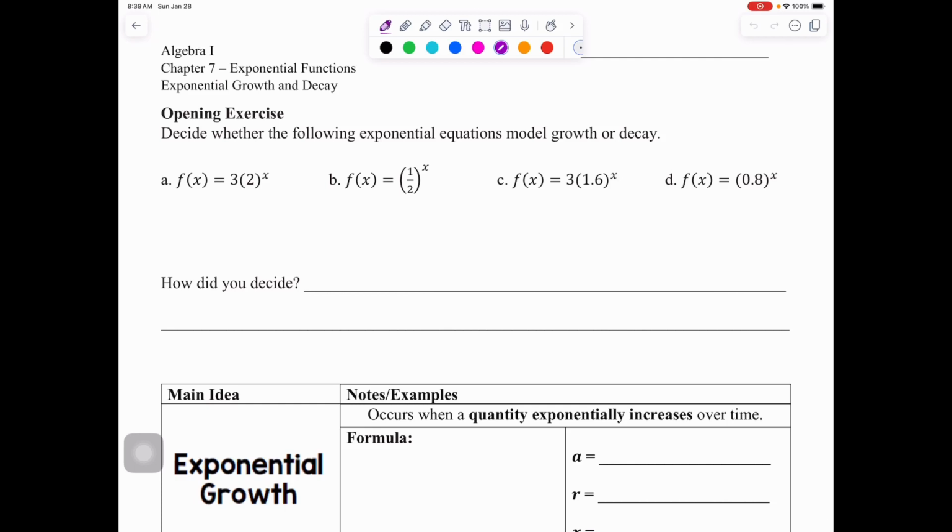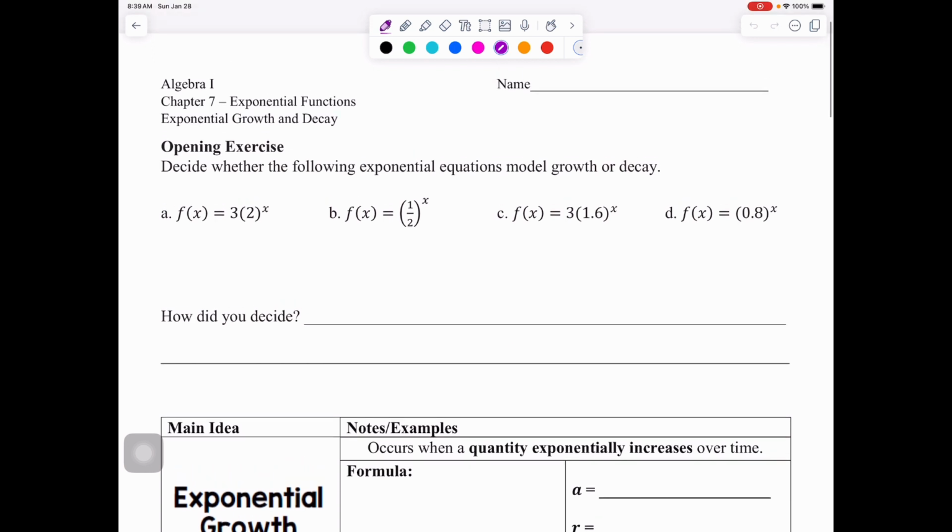Today's lesson is called Exponential Growth and Decay. We'll start with an opening exercise. It says decide whether the following exponential equations model growth or decay. I have 4 equations there for you. And then underneath, I would like you to write, how did you decide?